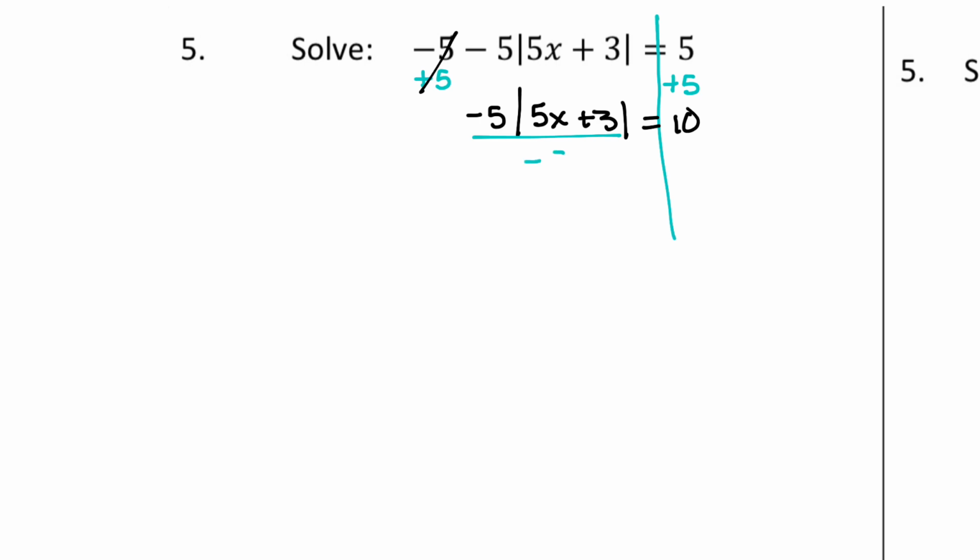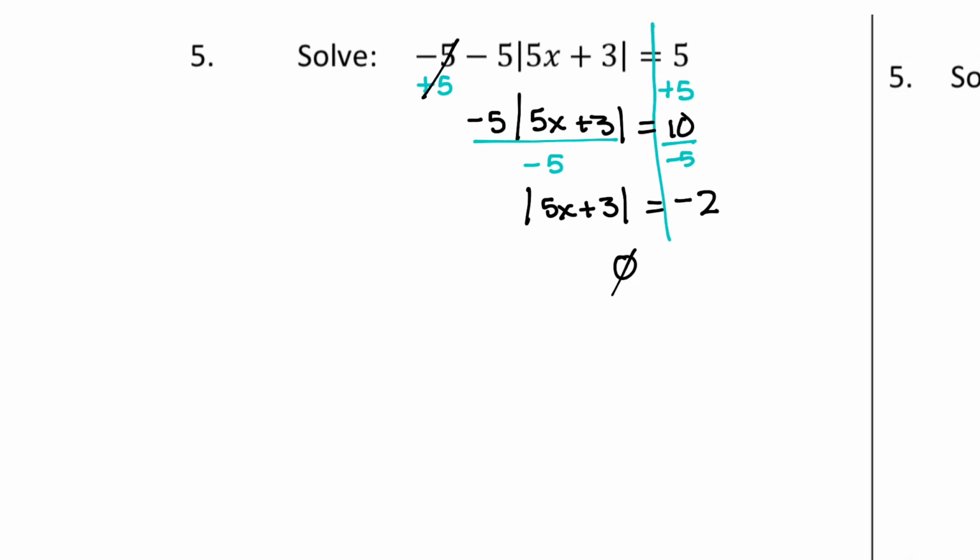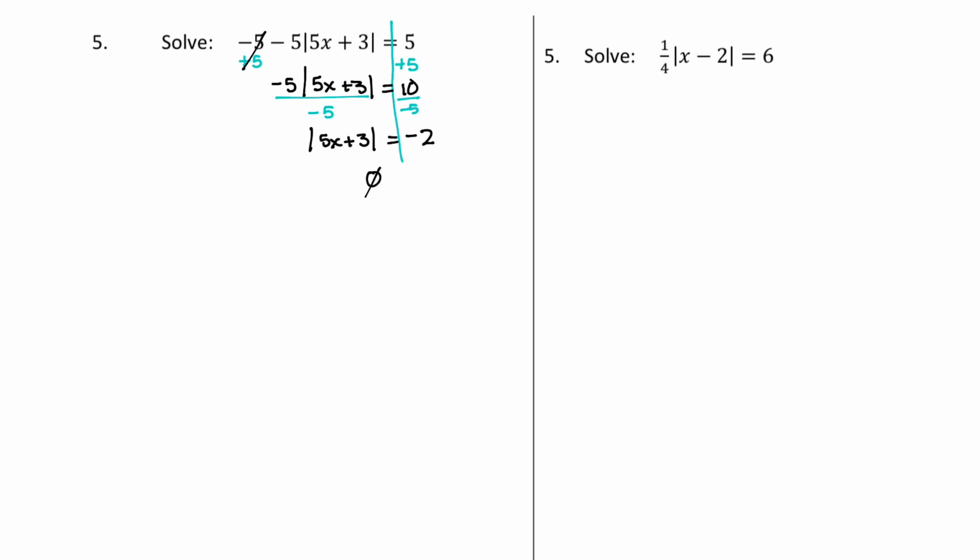Divide both sides by the coefficient. And now we get the absolute value of all of this is equal to -2. And that means there's no solution because the absolute value can never be negative. It can be 0 and it can be positive, but it can never be negative. Okay, so that one looked bad, but we get to stop partway through, so it wasn't too bad at all.